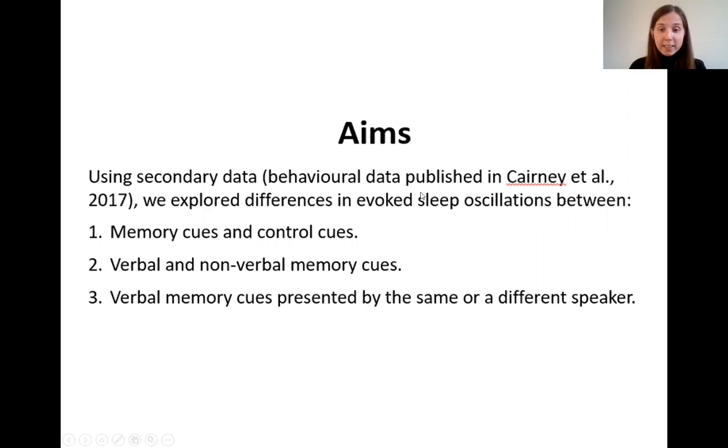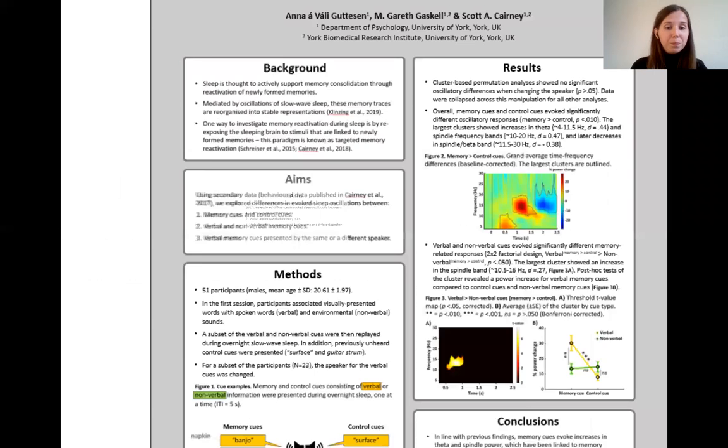We aim to use secondary data to explore the differences in evoked sleep oscillations and wanted to first compare memory and control cues to observe memory-related processing. And also we wanted to observe whether the types of cues might evoke differential oscillations.